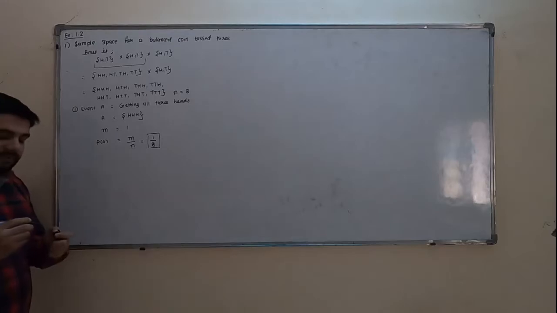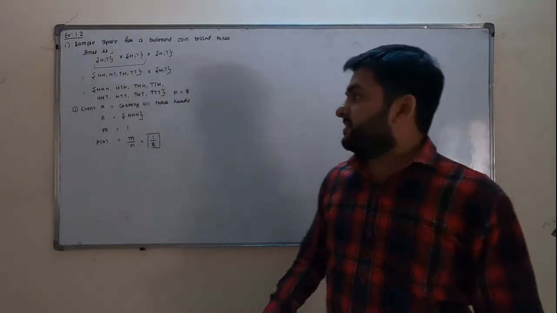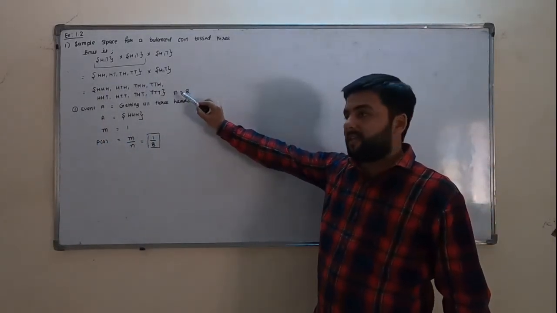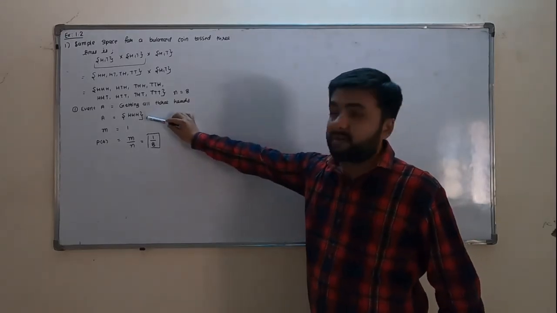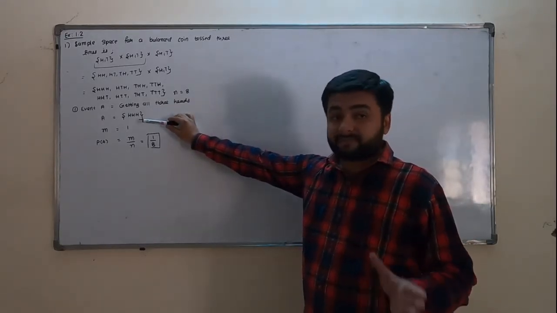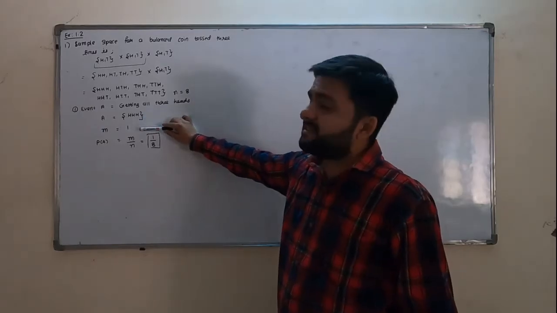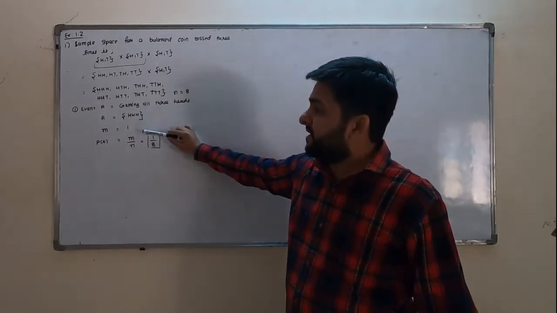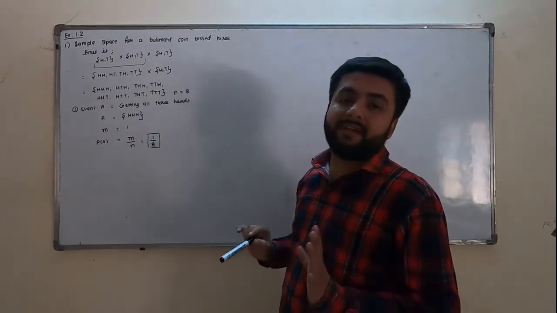In this way you have to find the probability. Only one change is there. In the sample space you count the elements, that is our n. In favorable outcomes also, in set A you count the elements, that will be our favorable outcomes m. So probability will be m by n, 1 by 8.